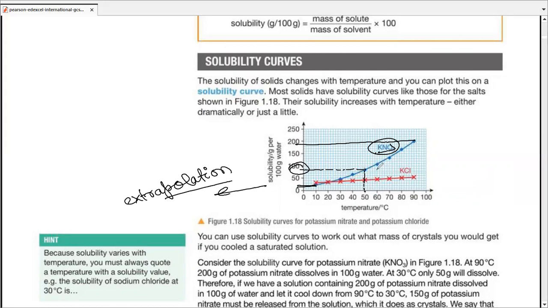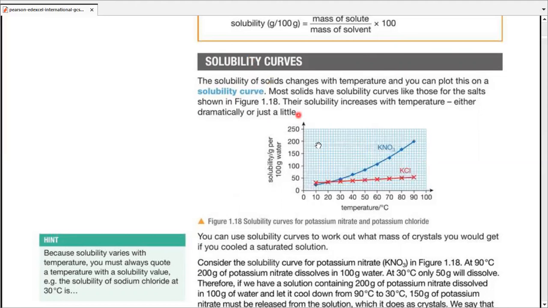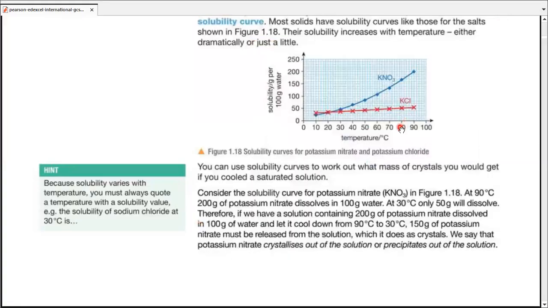So if you take a look at these curves, you would find that a lot of potassium nitrate is capable of dissolving in water if it is compared with potassium chloride, which actually is dissolved in much smaller amounts in comparison. Take a look at 90 degrees centigrade, only a small amount of it is soluble, like around 50 grams or so. All right, so different solids show different types of curves.